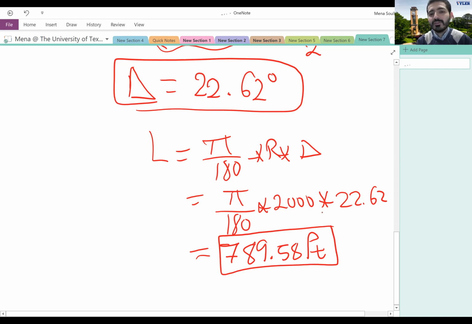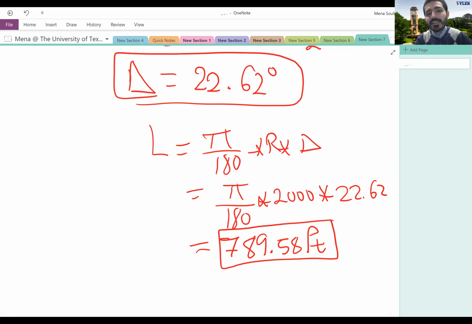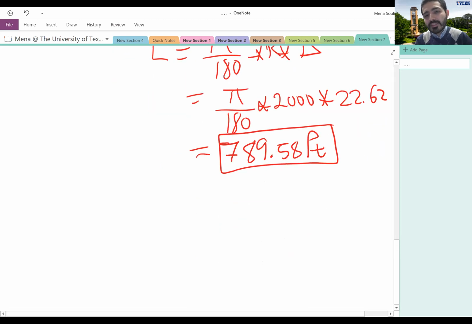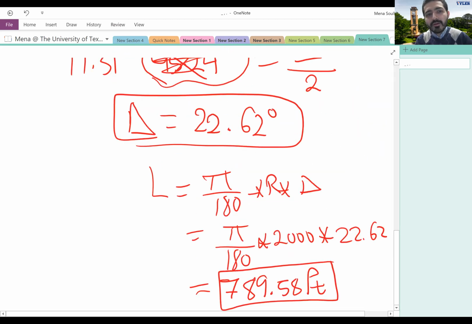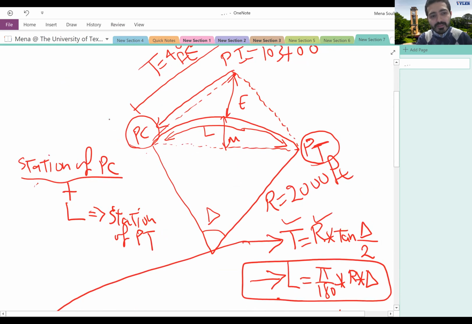We're not done yet. Sometimes you reach a certain stage and you question yourself, what am I supposed to get at the end? This is not the end result yet. This is the length of the curve. Once you get the length of the curve, now we're gonna go back to the plan here. Please write this down. This is the rule of thumb when we do the stationing.